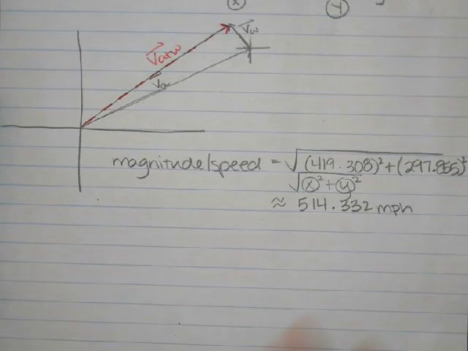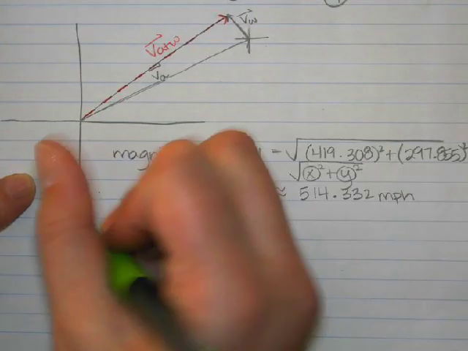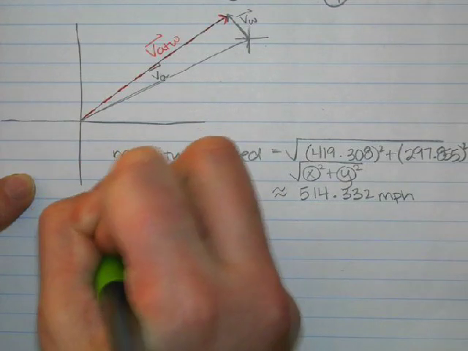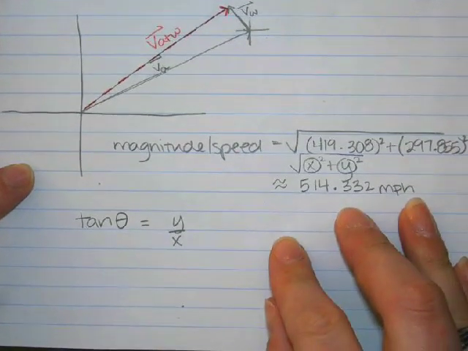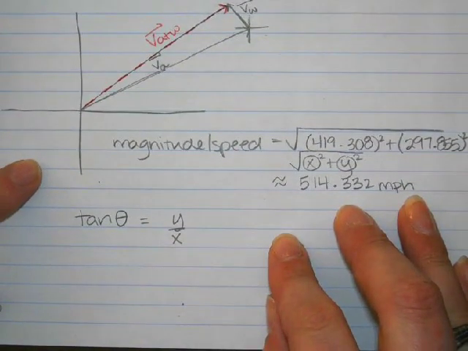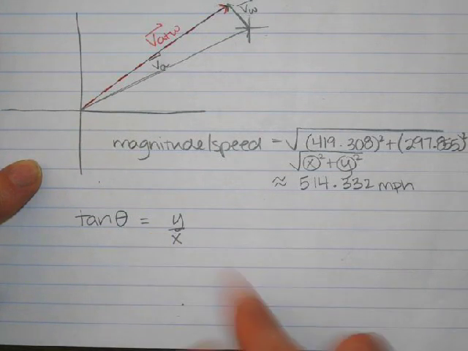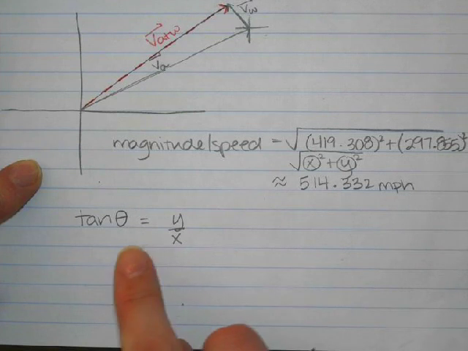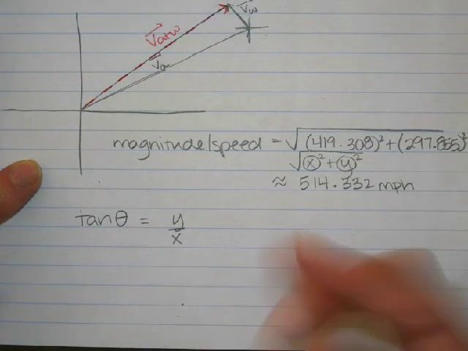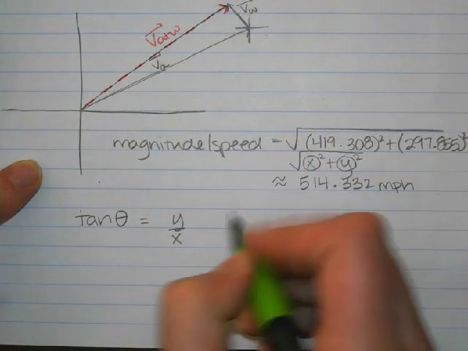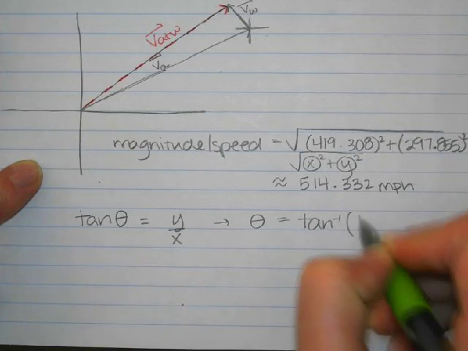All right, next we're going to go ahead and find the angle of the plane. And so to find the angle that the plane is flying, we always use the formula tan theta equals y divided by x. If you guys remember back when we dealt with the unit circle, we always knew that the tan was the y coordinate divided by the x coordinate. And so we're going to use tan here so that we can find the theta since we're given y and x. So we know that theta equals tan inverse of y over x.